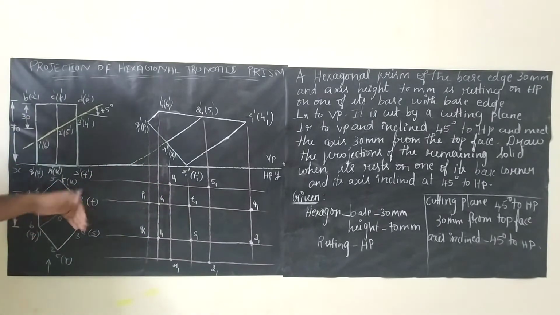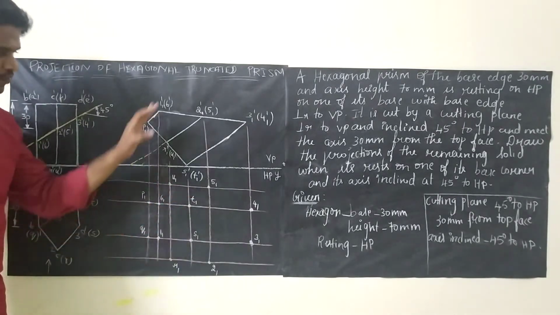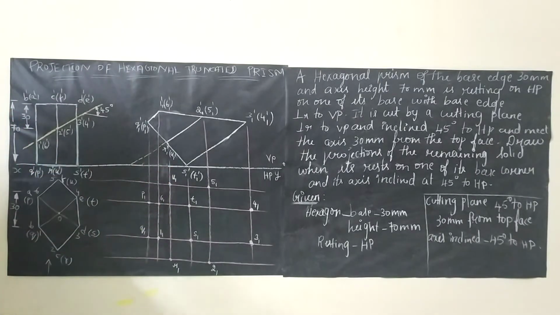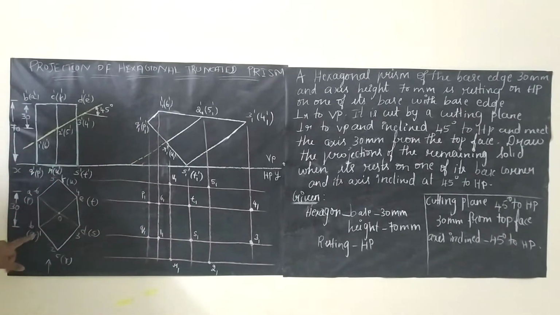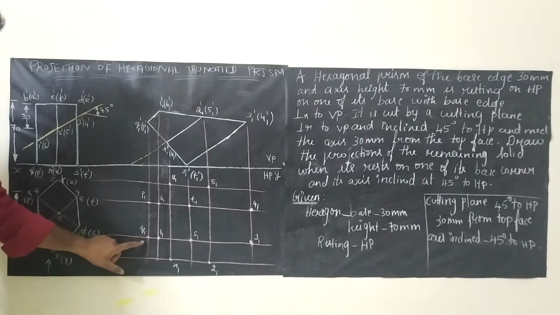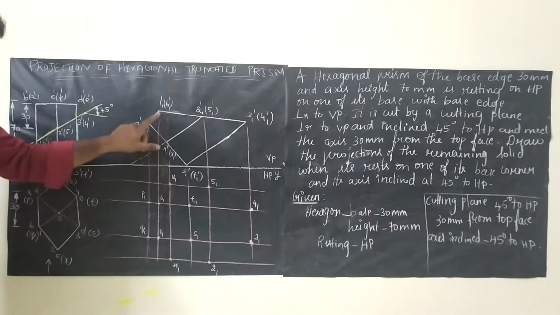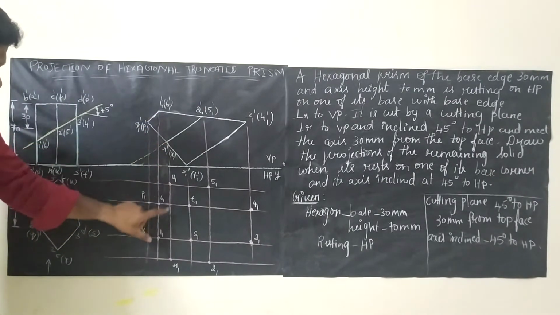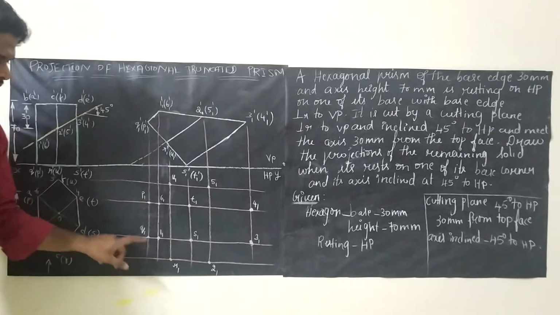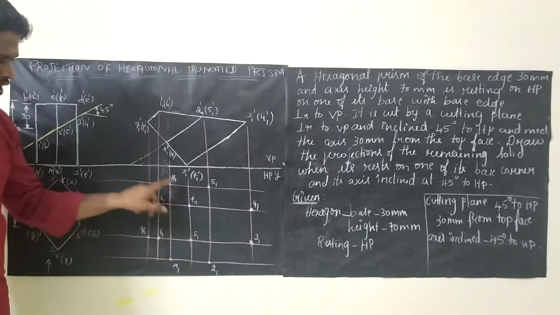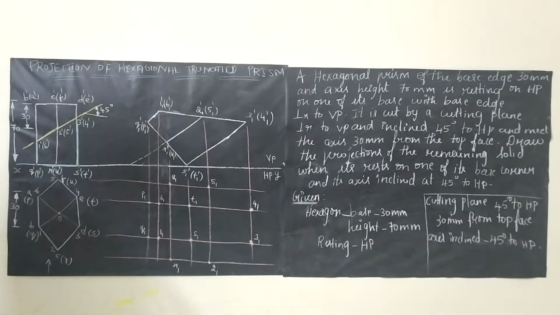After extending all the points vertically and horizontally, we need to identify the intersection points. That is, this P and this P will be intersecting at this point P1. This Q and this Q will be intersecting at one point, that is called Q1. This R and this R will be intersecting at one point, that point is called R1. Likewise PQRSTU. So all the 6 points we have identified.